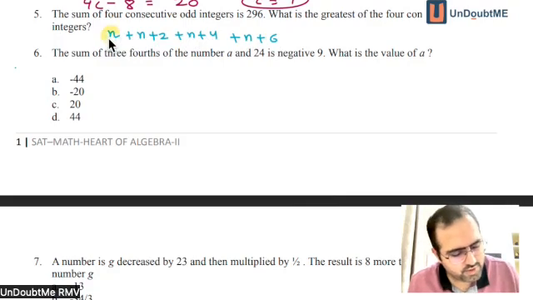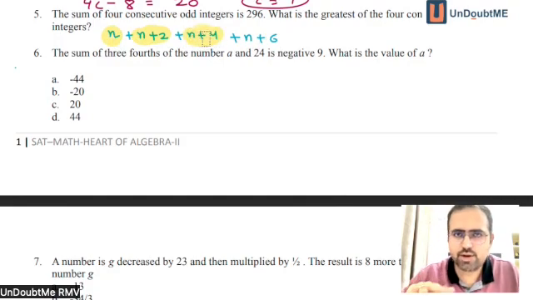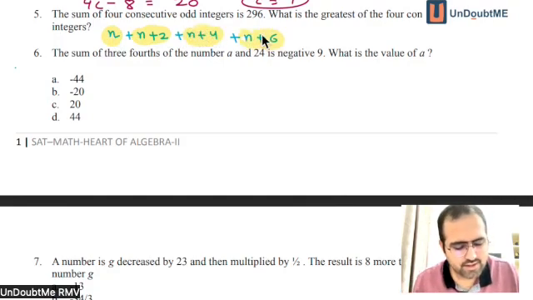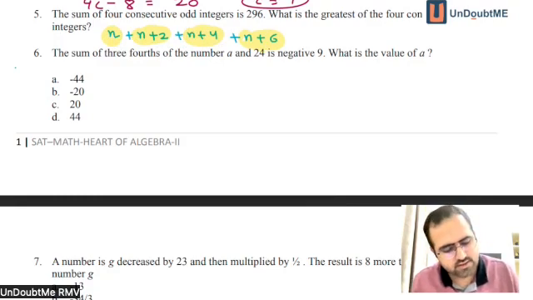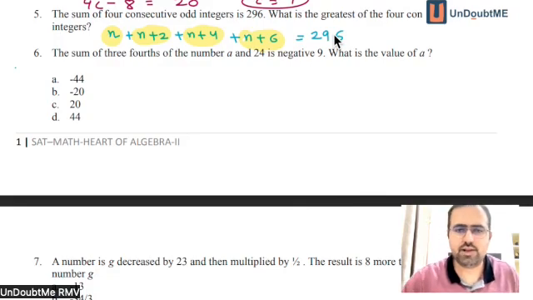Please focus on this. N plus 2, difference is 2. N plus 4, difference between the two of them is 2. And n plus 6. So they are consecutive odd integers and their sum is 296. Try to get the n value from here. Just form an equation and get the n value.